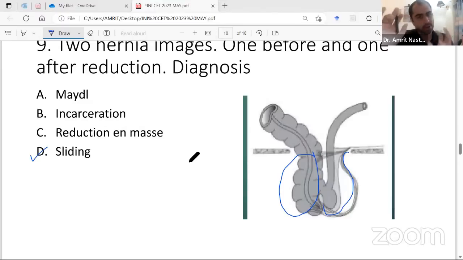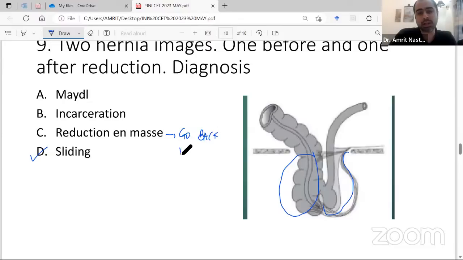Two things are possible. Content outside, then it is sliding hernia. Contents are irreducible, then it's an irreducible hernia. If contents go back inside, that is reduction en masse. In en masse, the contents go back. Forcibly reduced, the contents go back inside. If they have gone back inside, then it is reduction en masse. Where it's an irreducible hernia, but you forcibly push the content back inside, then nothing should be seen outside the defect.